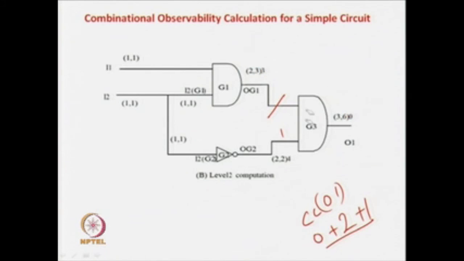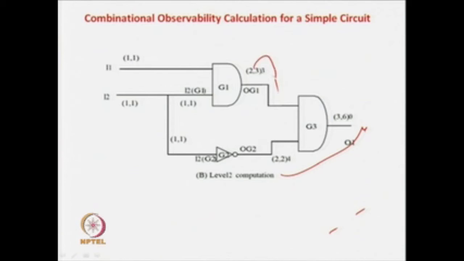Now say we want to observe this net. How difficult is it to observe this net? You have to make this net 1, and this difficulty is 3. So 3 plus the level shift, plus 1, but this net you are observing through O1, the primary output, so the difficulty of observing O1 is 0. So 3 plus 1 plus 0 is 4. So the difficulty to observe this net at the output is 4, correct. This is level 2 done.